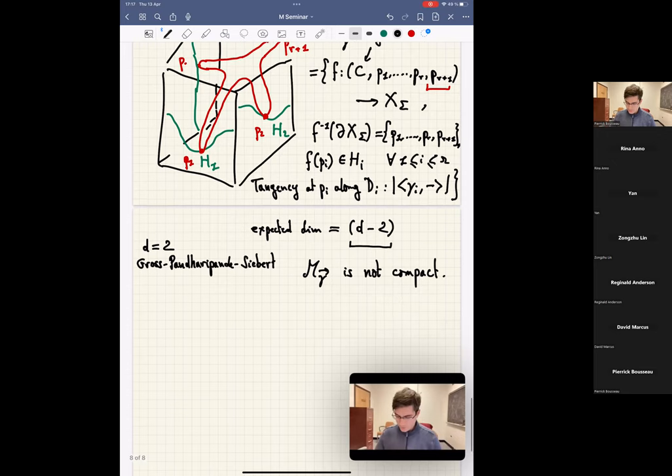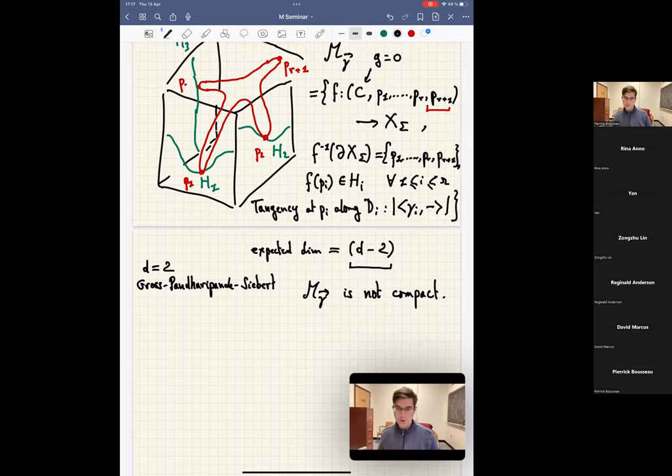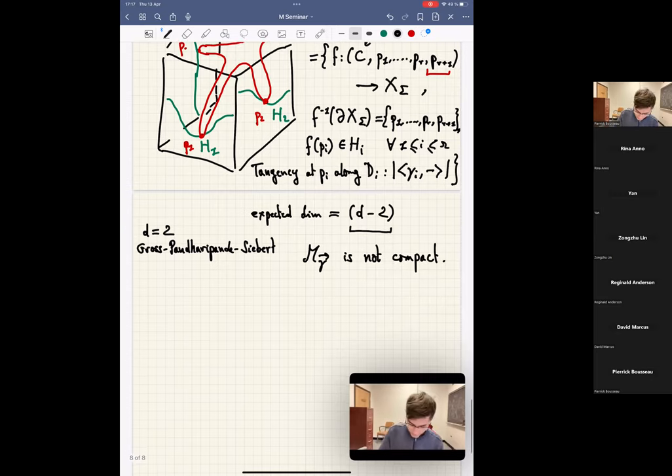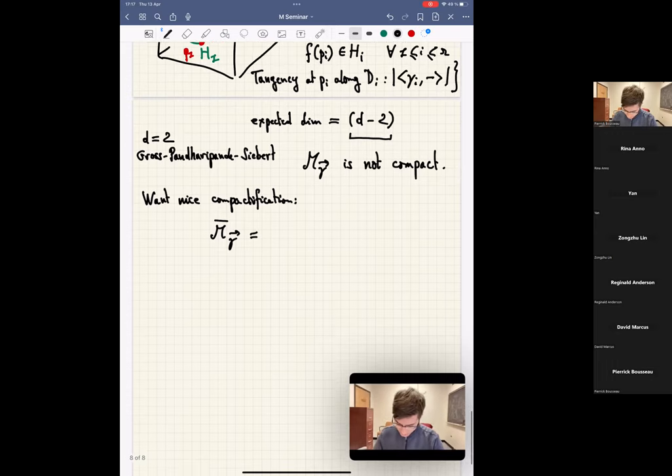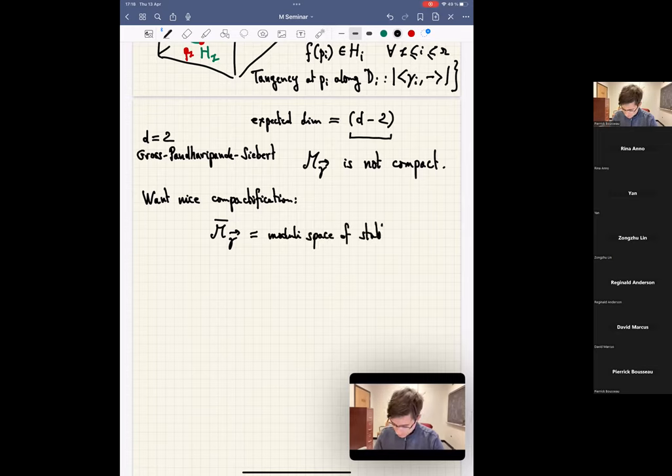Okay, so what we really need is some compactification of this moduli space where we allow the curve to go into the boundary. So we want some nice compactification. I will denote it M bar gamma. And the point is that there is such a nice compactification as a moduli space of stable log maps in the sense of Abramovich, Chen and Gross, Siebert.